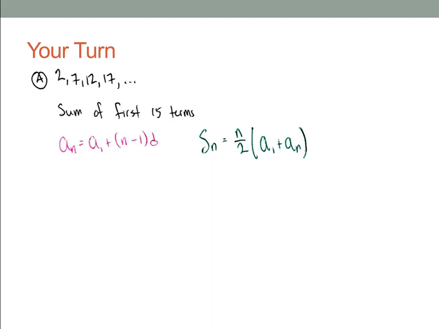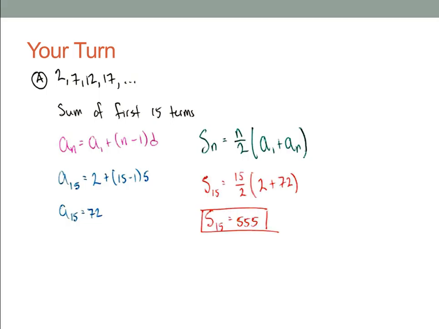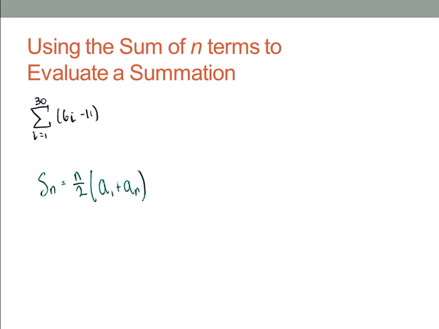And we're back. All right, here we go. If you used a sub n and you found that the 15th term was 72, then you just plugged it into the sum of the first n terms, and you found your answer was 555. Cool. Awesome. Not that difficult. Use these two formulas, and in conjunction, you can sum up any number of terms of an arithmetic sequence.